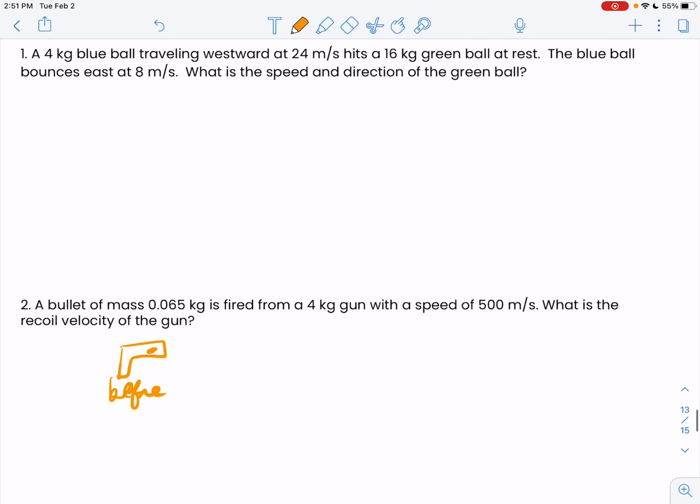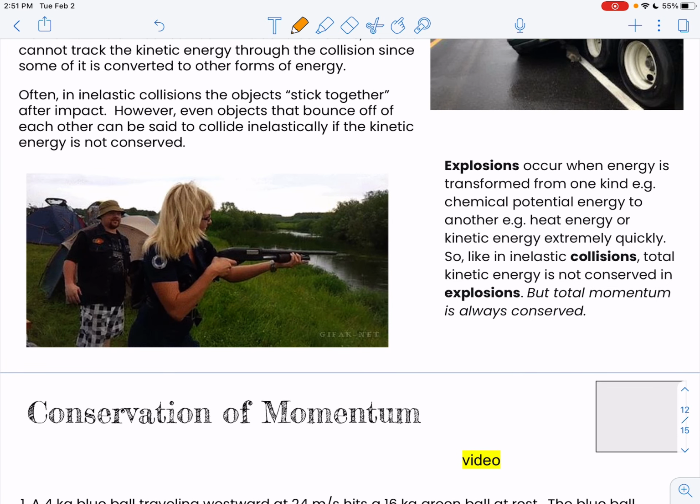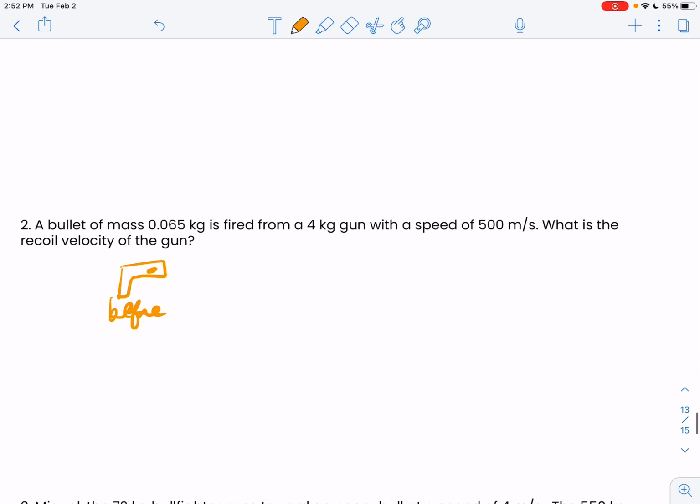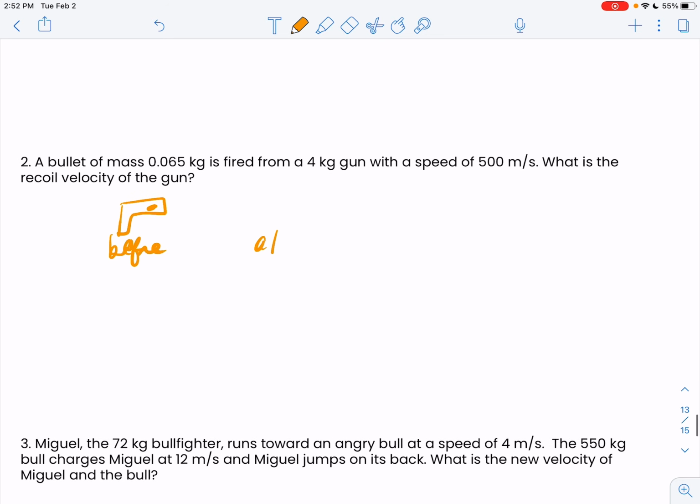Even if you look up here, you can see that the gun, when she shot this, the bullet went to the right, and the gun flew out of her hands to the left. That's why you have to hold it pretty tight. So if the bullet starts flying out this way, I know the gun's going to have to go this way. All right, so my initial momentum equals final.